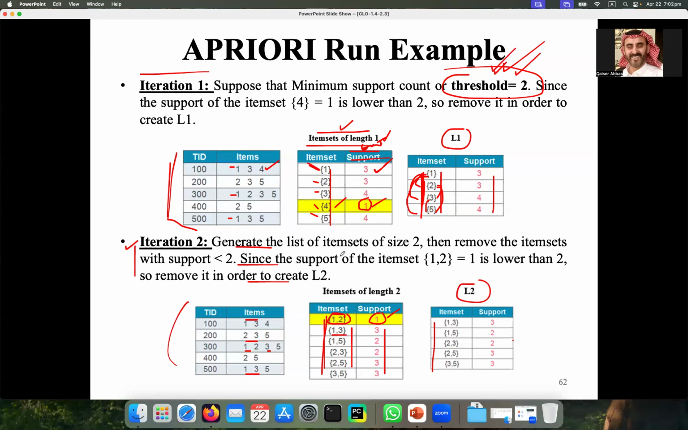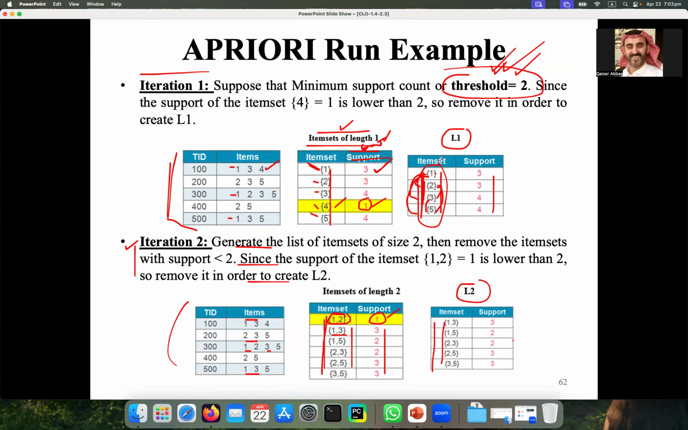Now look over these pairs. How many items are remaining? 1, 2, 3, and 5. 4 is not. So from these pairs, I cannot make a triplet. Then I will focus on these remaining items, 1, 2, 3, and 5. So I will make triplets from 1, 2, 3, and 5.